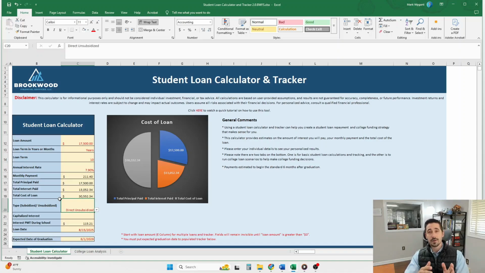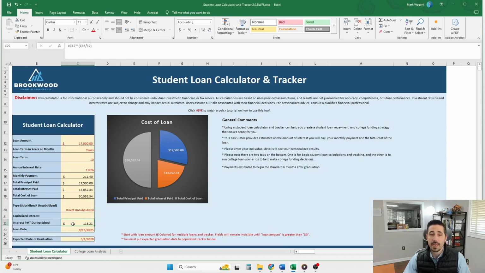So now, the interest is being charged and accrued, and you're paying the interest on a direct unsubsidized loan during all your time in school. So if you start now, this is your first semester of school, and you're going to go to school for 4 years and get a bachelor's degree. For 4 years, you're paying $115.21. Now, at the end of the grace period, 6 months later after you graduate, one of two things will happen.